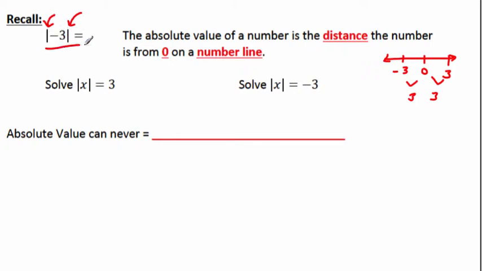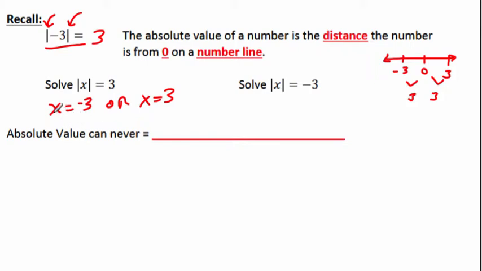So this first example, the absolute value of negative 3 is going to equal 3. We just looked at that. How far away from 0 is negative 3? It's 3 units away. Okay, so then we're going to work it backwards. I took the absolute value of some unknown variable, but the answer was 3. Well, look, we have 2 possibilities here. Either that unknown variable was negative 3, or that unknown variable was 3. So we have 2 answers for all absolute value equations.